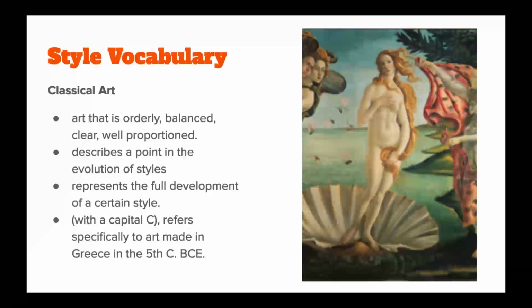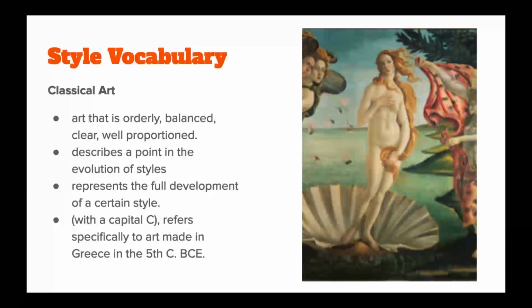Classical art is art that is orderly, it is balanced, it is clear in proportion. This artwork usually describes a point in the evolution of styles and represents the full development of a certain style. When we talk about that, we're talking about the style of the collective artists at the time. The artists weren't interested in making a name for themselves for having drastically different styles from one another. They all were trying to emulate the same thing.